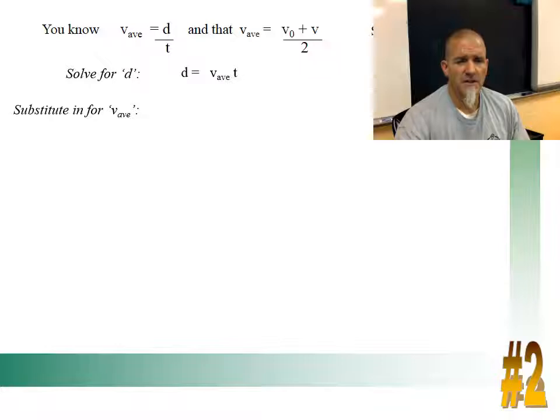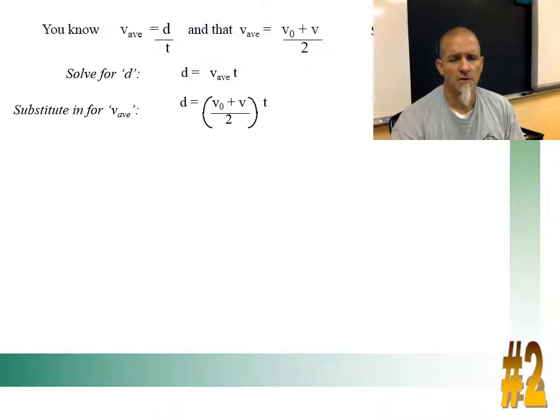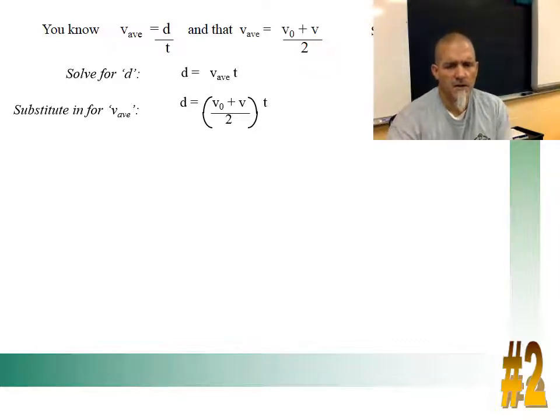Now, let's take our second expression for average velocity, this one here, and let's substitute it in for v_av. Instead of just writing this boring distance equals average velocity times time, let's complicate the equation a little bit. Everywhere we see v_av, let's write this instead. So now it would look like this. d equals v0 plus v divided by 2, that whole quantity, times the time.